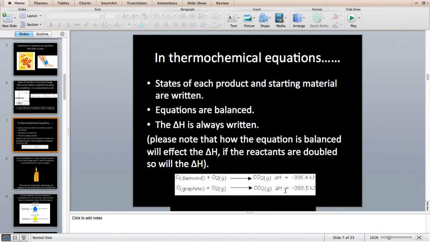Okay. Now, in thermochemical equations, girls, you'll notice that the states are always given of the reactants and products. That means you're told whether something's a solid, liquid, or a gas. Okay, so you'll see these little brackets with g's and s's, and aq is aqueous solution. So don't be frightened of these little brackets, they're just telling you whether it's a solid, liquid, or a gas. It's important. Equations will be balanced, and your delta H is always written.